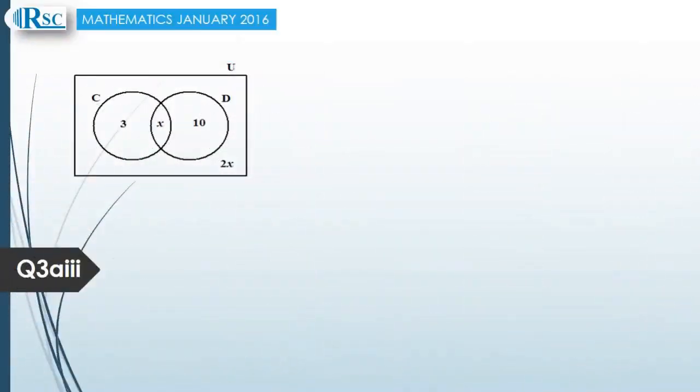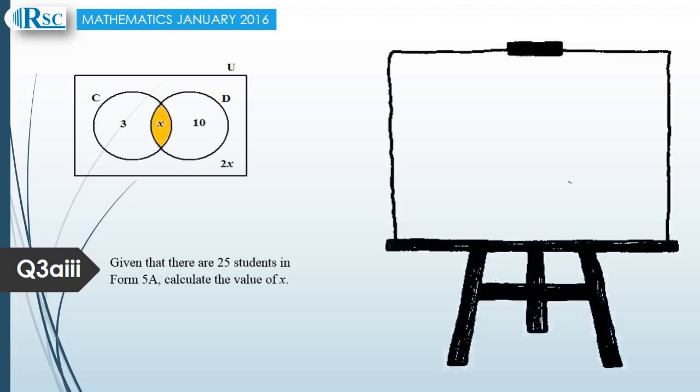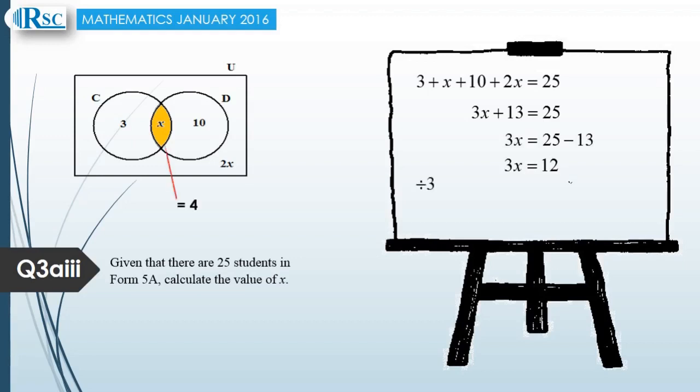In Part C, we are told that there are 25 students in Form 5A and we are to calculate the value of x. The total number of students in all of the subsets will therefore have to be 25. So let us now total the number of students in all the subsets. That will be 3 plus x plus 10 plus 2x, which will have to be equal to 25. The left-hand side simplifies to 3x plus 13, which is equal to 25. 3x will therefore be 25 minus 13, which is 12, and therefore x is equal to 4.